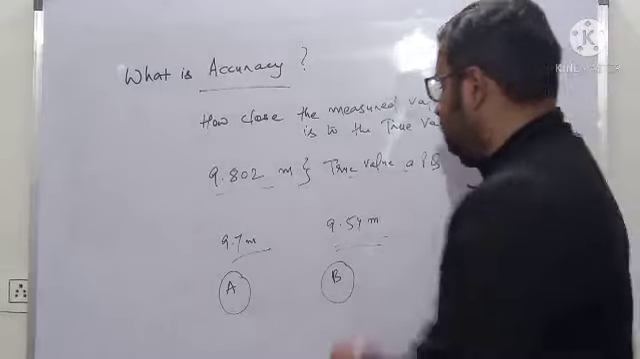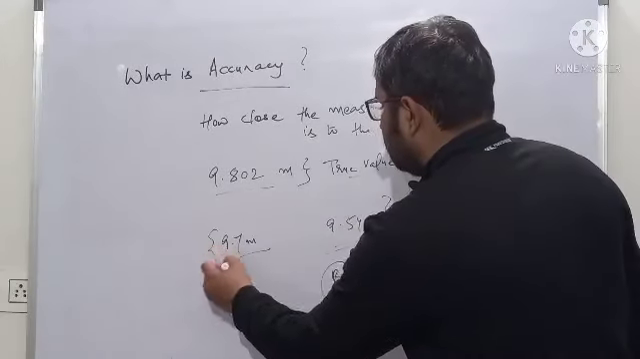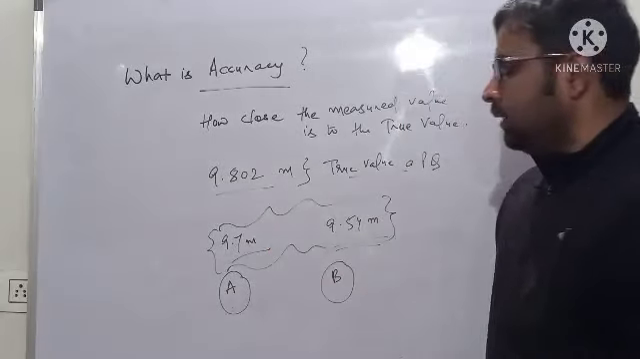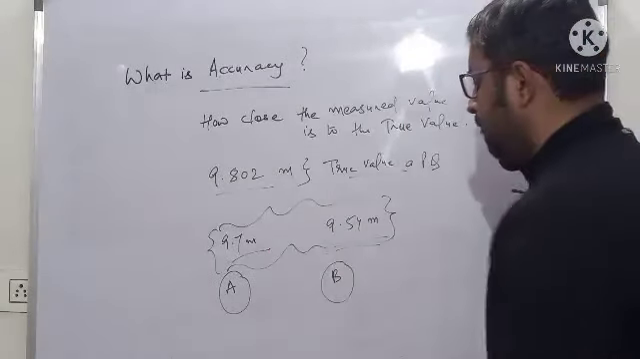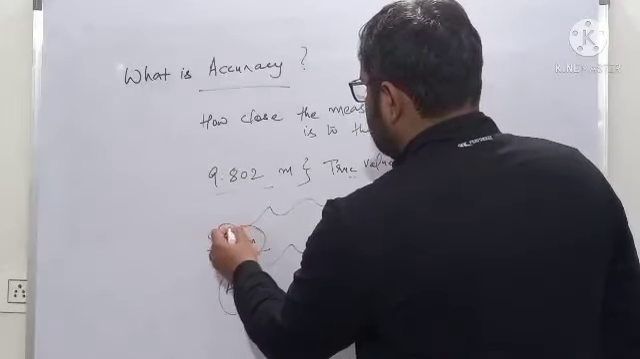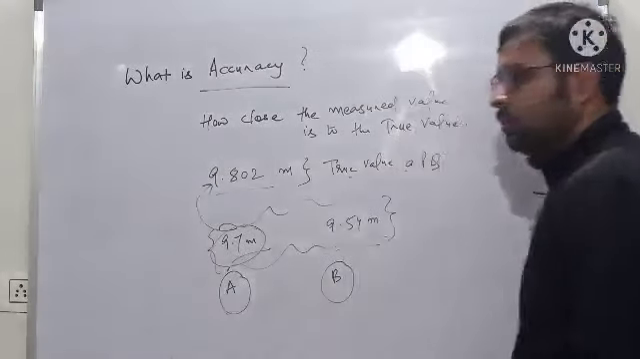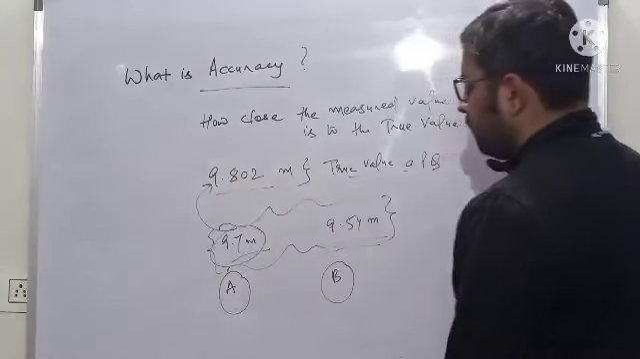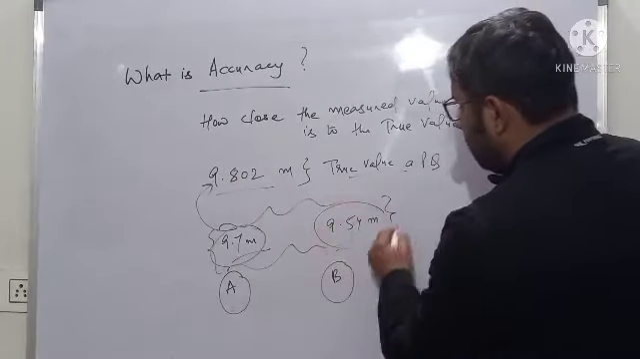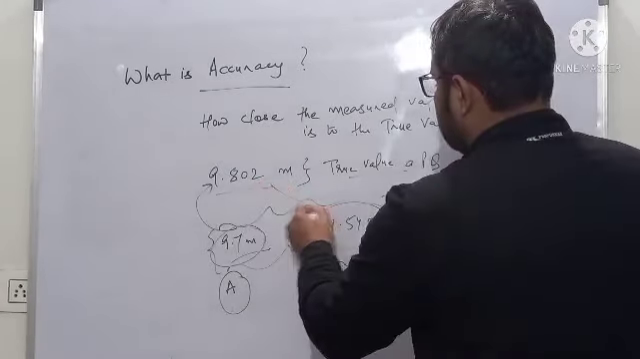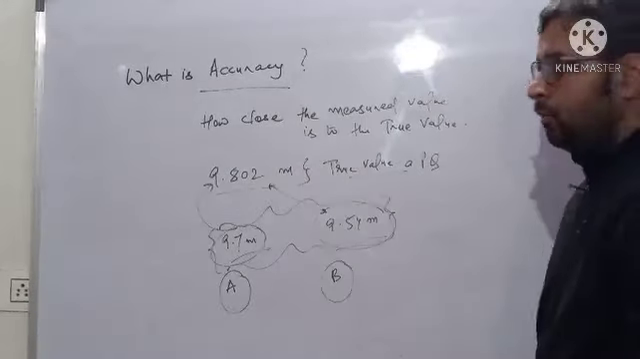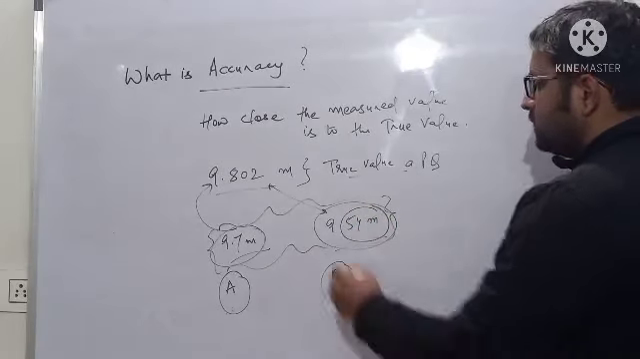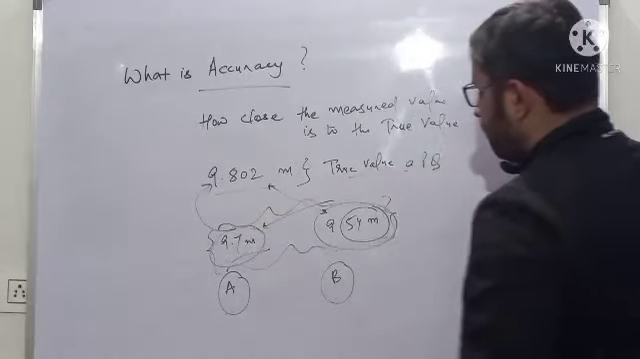Now here is the catch. Here we will understand the difference between accuracy and precision. Now this value is more closer to this value. So this value is more accurate. And what about this value? This value is not closer to this value, but the precision of this value is larger than this value.